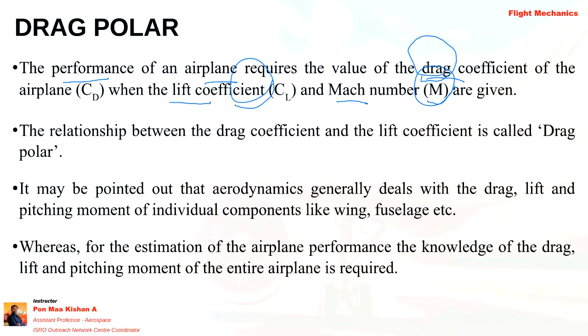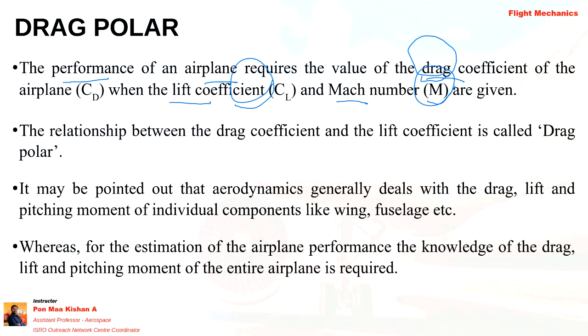So when there is a change in lift, the drag will also correspondingly change. Even when we are speaking about drag polar, the drag coefficient and drag forces play a major role, because depending upon the drag, the thrust and lift force requirements are determined. If we have more drag, then it is a disadvantage for our aircraft. That's why the performance of an airplane requires the value of the drag coefficient of the airplane when we know the lift coefficient and Mach number.